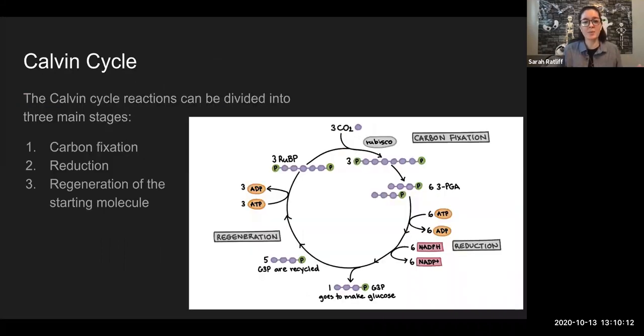So there are three steps: carbon fixation, reduction, and regeneration of that starting molecule. It's a cycle. That means things are going to keep going and going. We're not going to get rid of all of our stuff. We're going to reuse some of it to start a new cycle again.